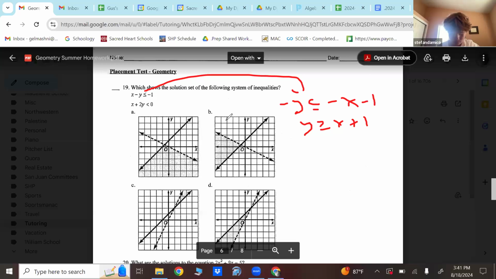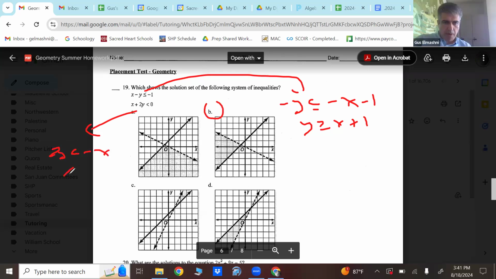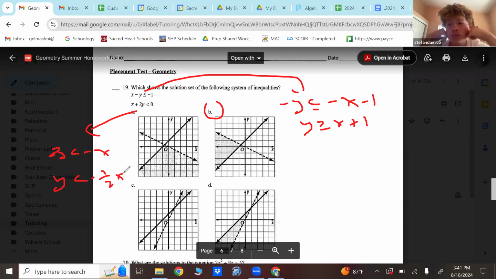So it's got to be x plus 1, and it's got to be a solid line because it's equal, and you shade above it. So B looks pretty good. Just to be sure, 2y is less than -x, y is less than -half x. Yeah, it's just B for sure for that one.